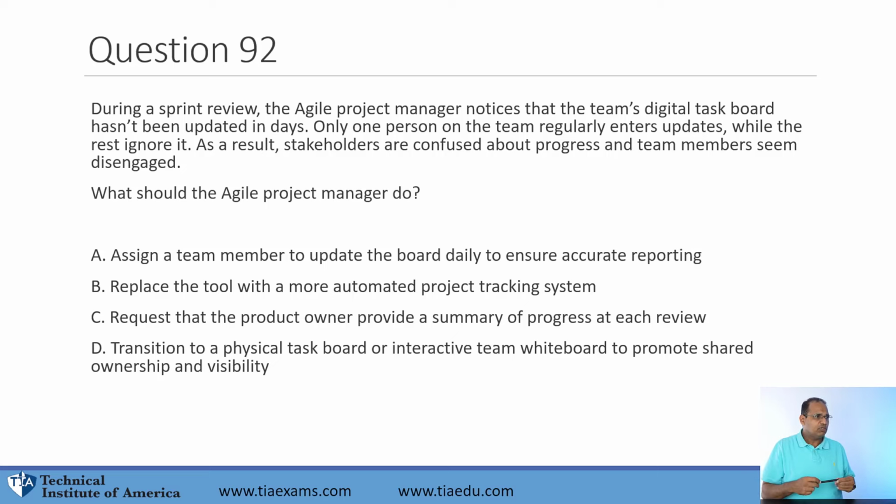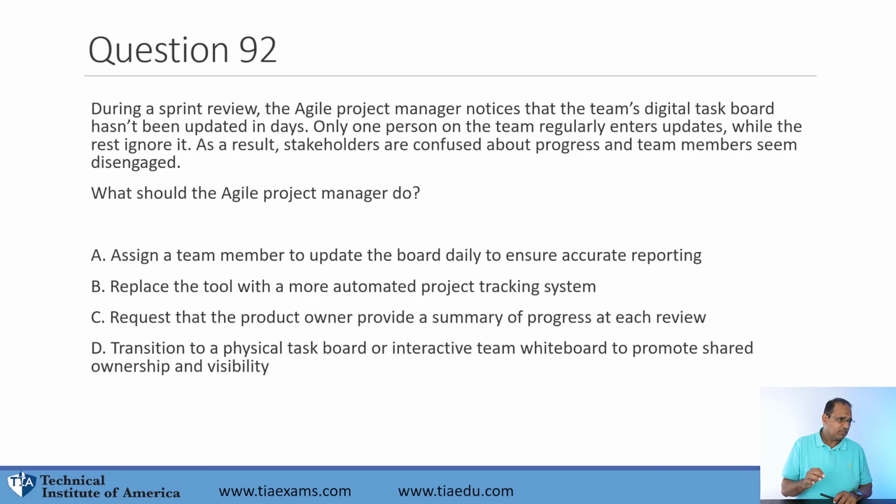Question. During a sprint review, the Agile project manager notices that the team's digital task board hasn't been updated in days. Only one person on the team regularly enters updates while the rest ignore it. As a result, stakeholders are confused about progress and team members seem disengaged. What should the Agile PM do? Assign a team member to update the board to ensure accurate reporting. Replace the tool with a more automated tracking system.